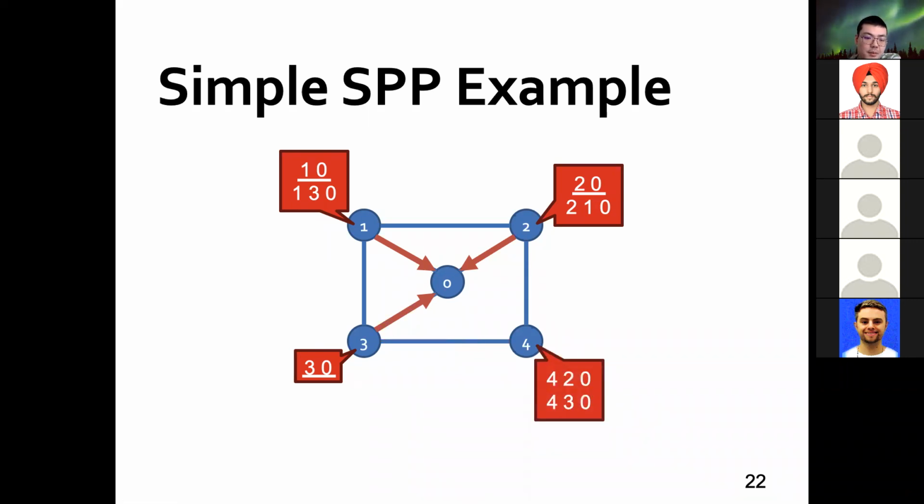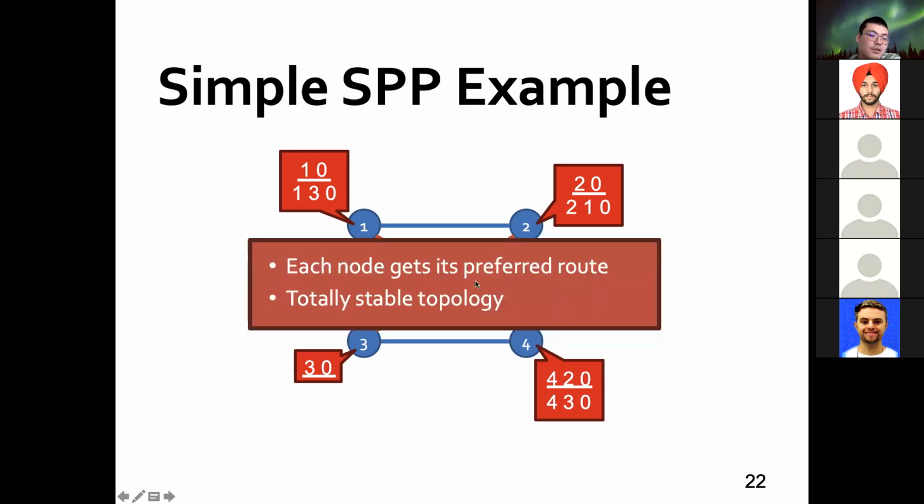What if we swap them? Originally it's 430 and 420. Now if we change to 420 and then 430, what will happen? Here you can see we can take 420, so it's still okay. No matter what, each node can get its preferred route. It's a stable topology.